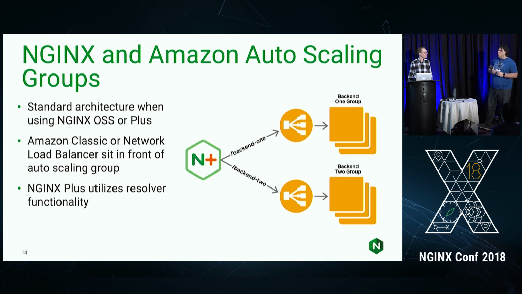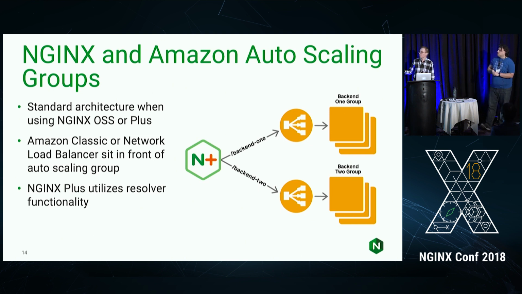So you want to be able to dynamically add and dynamically remove the application servers from the auto-scaling group. Auto-scaling groups accomplish that beautifully. It's what they're really good at. And then right in front of that would be your NGINX proxy using them as upstream servers, right?